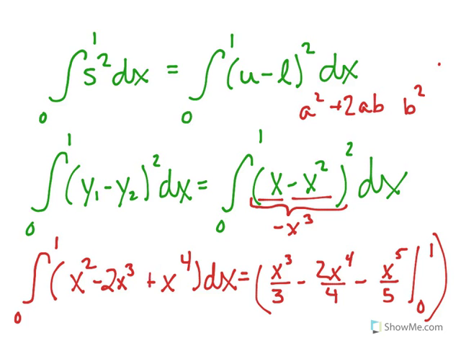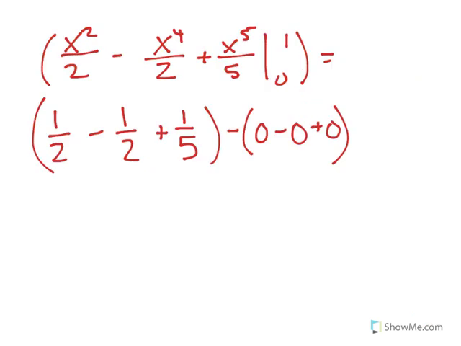Right, thought so, that should have been plus. My bad. Because negative x squared is positive x to the fourth. Thought so. Equals, cancel, cancel. The answer is 1/5.